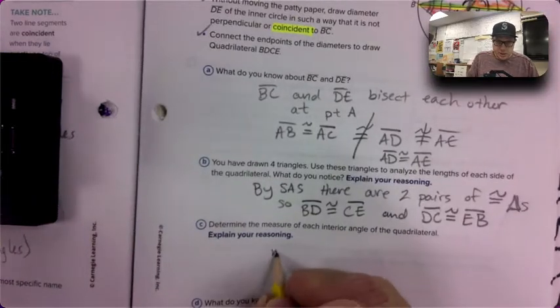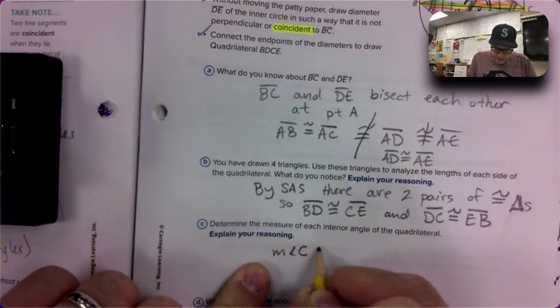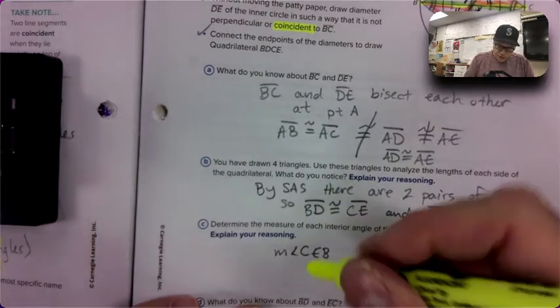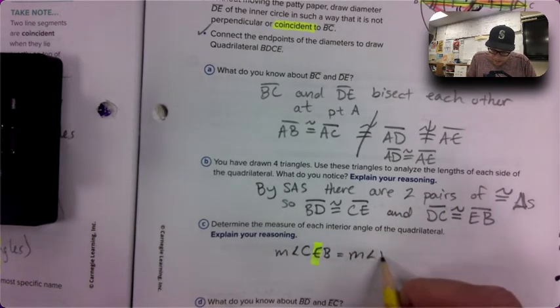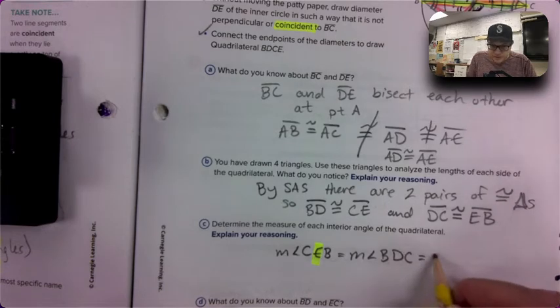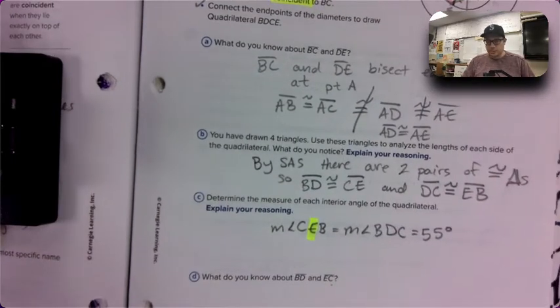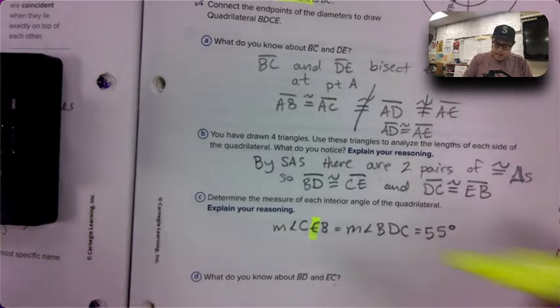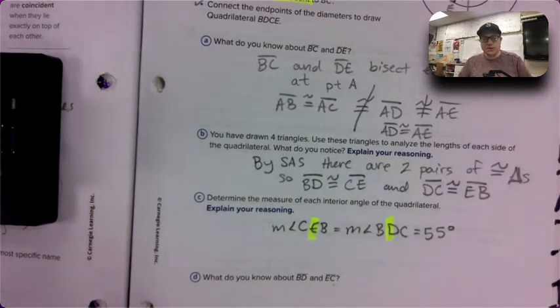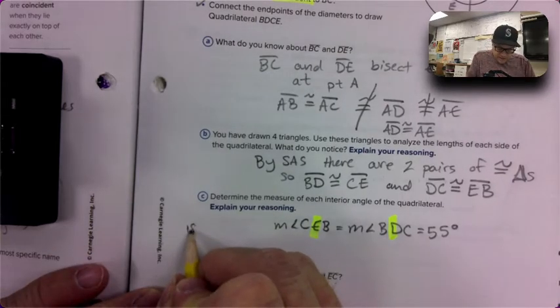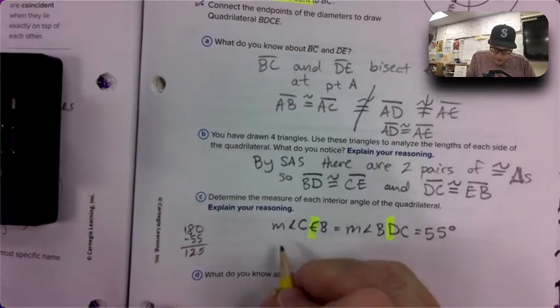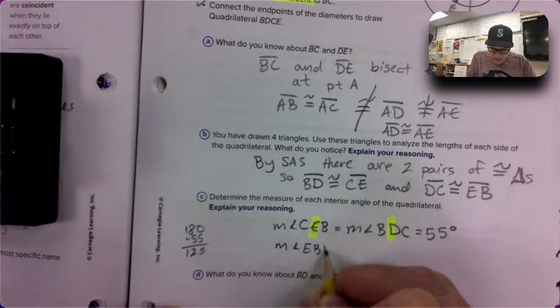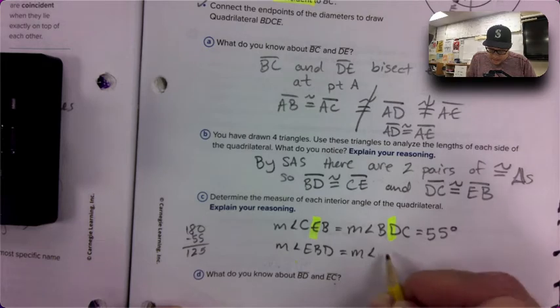Okay, the measure of angle CEB. Again, pay attention to the middle letter. It is the same as the measure of angle BDC, and it's 55 degrees. Together, this angle and this one are the same. And you know what I said? I said 180 degrees. Turns out the other angle is 180 minus 55. So a little bit of math over here on the side. 125 is the other angle. That would be the measure of angle EBD and the measure of angle DCE.